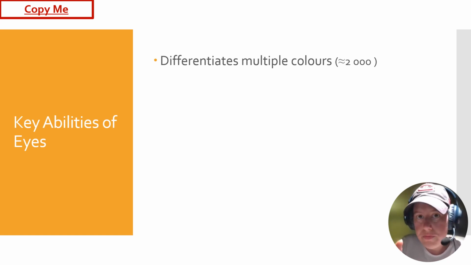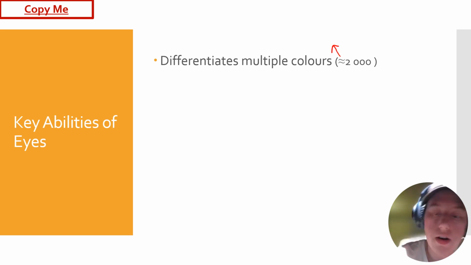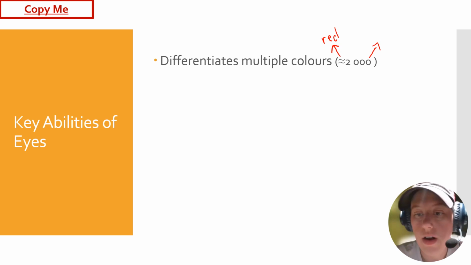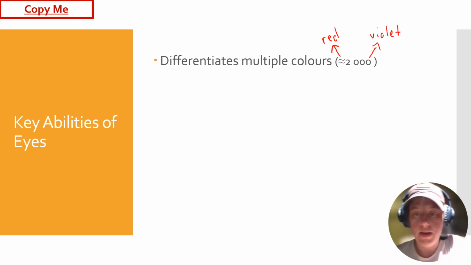The visible spectrum is the small sliver of electromagnetic waves that your eyes can process. So the longest wavelength that your eye can process, which is on one end of our visible spectrum, is the color red. And the shortest wavelength that your eye can process, which is on the other side, is violet. So all the colors that your eye can differentiate are between red and violet.